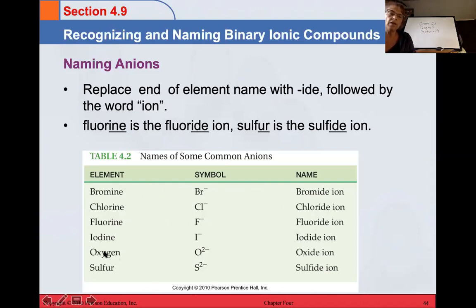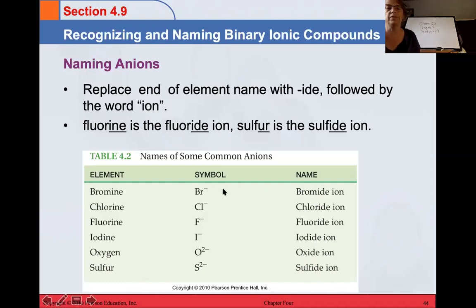In the case of oxygen, you drop almost the whole end of the name. You just take the OX and it becomes oxide. And in the case of sulfur, you just drop the UR and it becomes sulfide. So the names of these anions are bromide, chloride, fluoride, iodide, oxide, and sulfide.